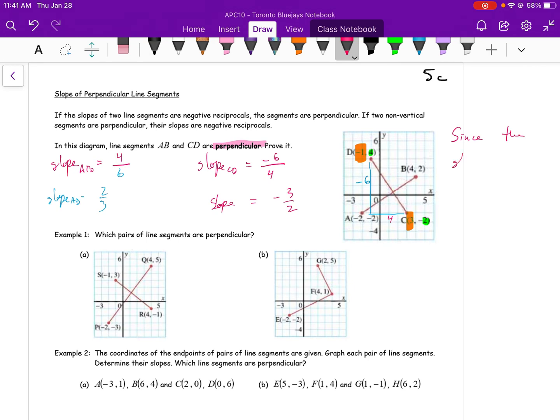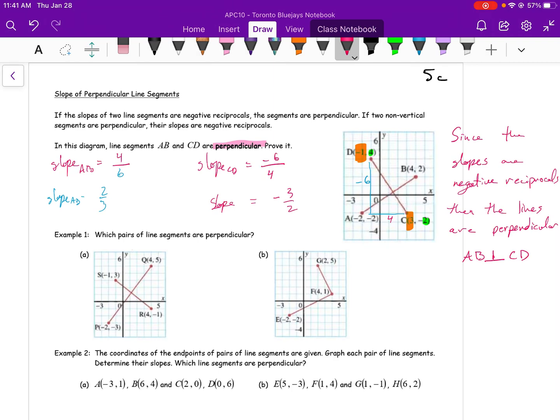So, since these slopes are negative reciprocals, then the lines are perpendicular. And we can write that in notation as AB perpendicular to CD.